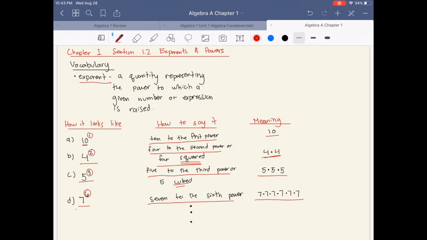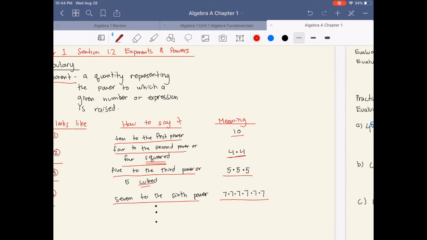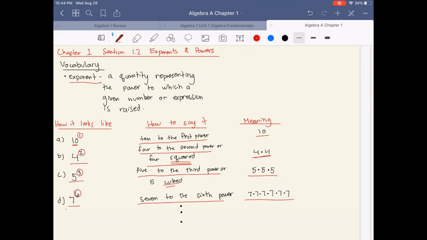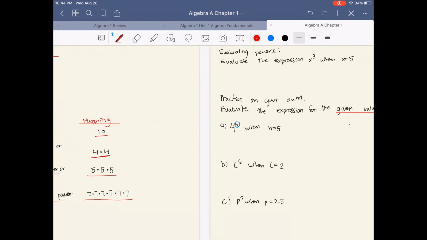Okay? And notice that whenever you break down all these exponents, there's the multiplication dot in between all of them. Because when you solve it, all you're doing is multiplying the same number to itself that many times. All you're doing is just multiplying. Okay? Simple so far. Now these dots over here just symbolize that you can keep going and you're gonna just see a pattern. Okay? Moving on to the next page.